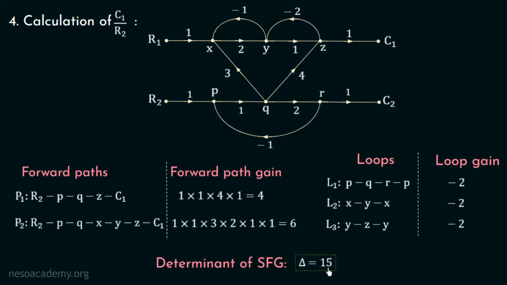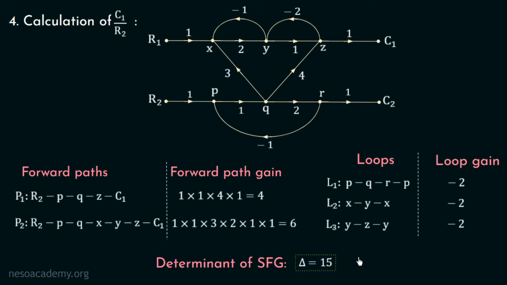This is the same value that we got in case 2 when we were calculating the transfer function C2 over R2, because the SFG in both the cases is same. So we can say that if the signal flow graph is same, then the value of delta is the same. We can note one important point here, that the determinant of SFG is unique for a signal flow graph. If we do not change the signal flow graph, the value of determinant of SFG will not change. So the value of delta in this case will be equal to 15.